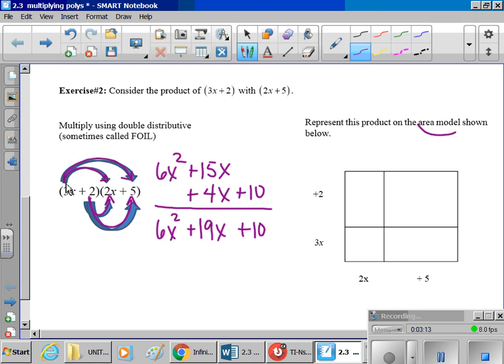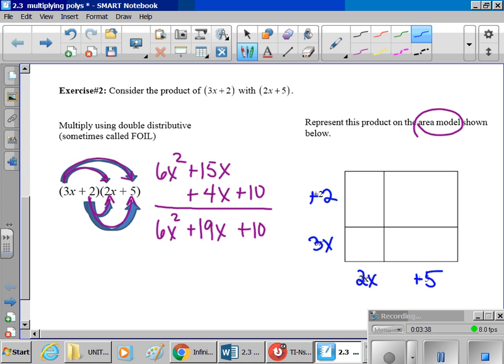Some of you might remember the area model. All right, when we set up an area model, let's use a different color here. We put the 2x plus 5, and then the 3x plus 2. I always tend to keep my x squared portion in the bottom left. You don't have to do that, but like I said, consistency is half the trouble here.